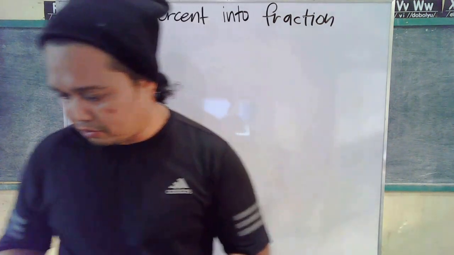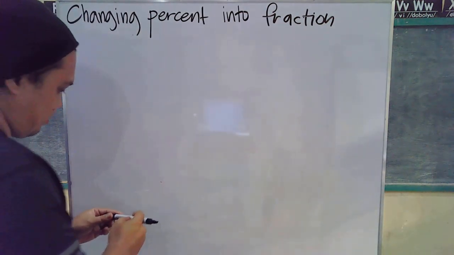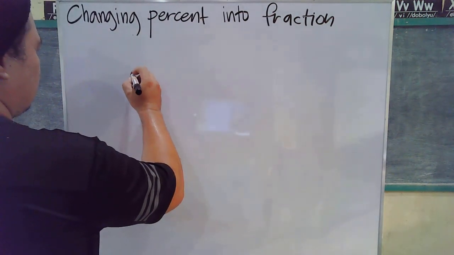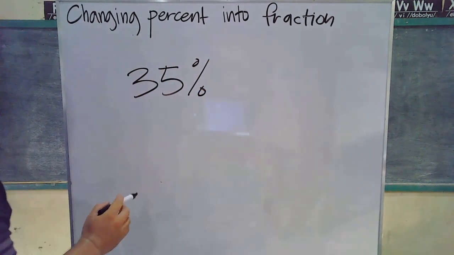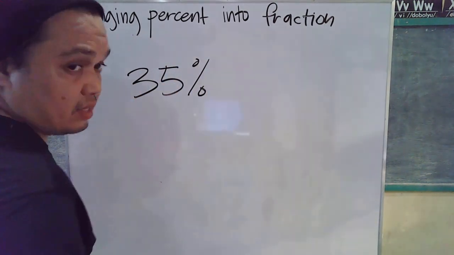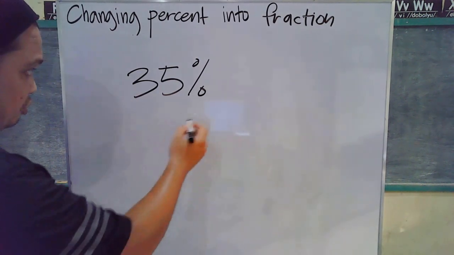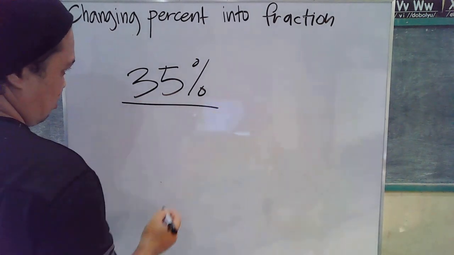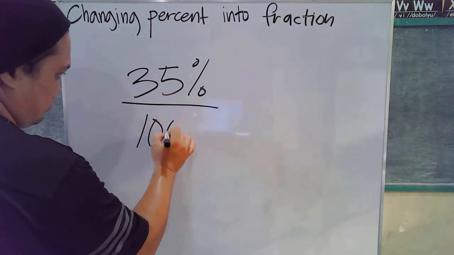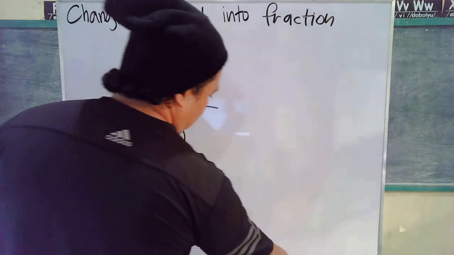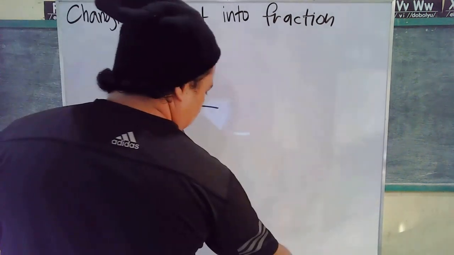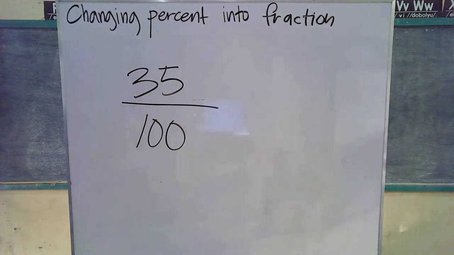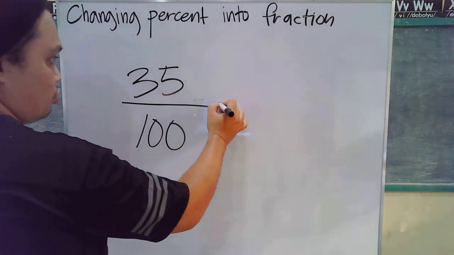Okay, so for example, we have 35%. Now, changing percent into fraction, just remember that every percent has a denominator of 100. Okay? Now, if we are going to erase this percent sign, we now have 35 over 100. Now, just change this into lowest term.